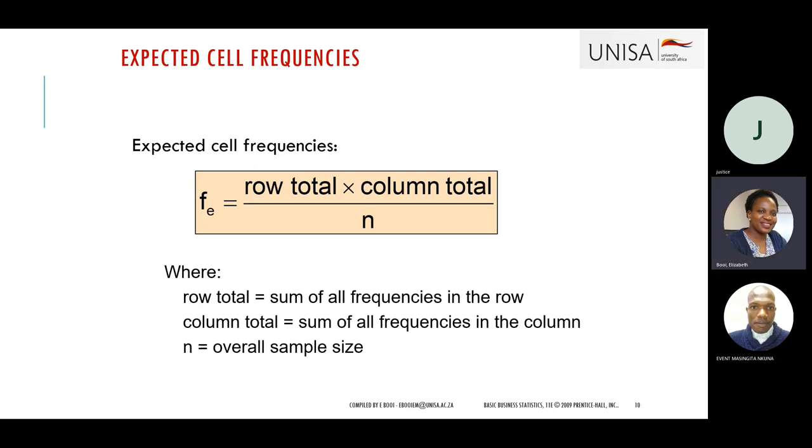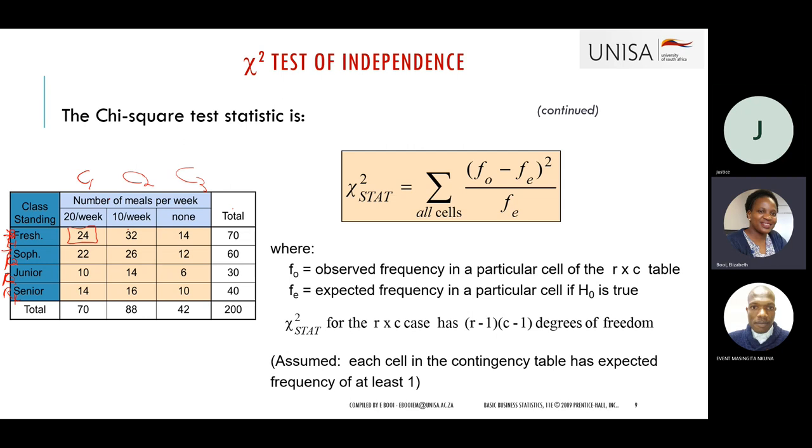How we calculate the expected frequencies, like I explained: we calculate them by using the row total times the column total divided by the grand total, which is your N. So going back here, in order for us to calculate the expected frequency for 24, we will take the row total, which is 70, multiplied by the column total, which is 70, divided by N, which is the grand total, which is 200. That will give us the expected value. For all of them, you do the same.